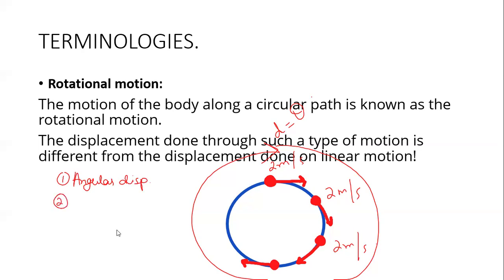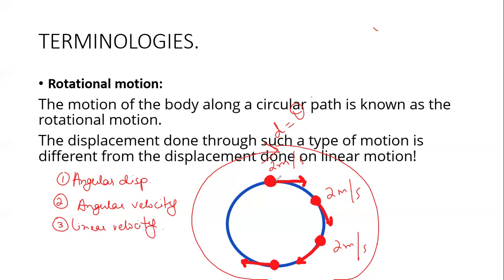Secondly, in a linear motion, we have velocity. Just like that, in circular motion, we have velocity. But in circular motion, we are going to study two types of velocity. We have what we call angular velocity, and we are going to study linear velocity. I will go over details in a bit, but just to give you a concept, what is the difference between angular velocity and linear velocity?